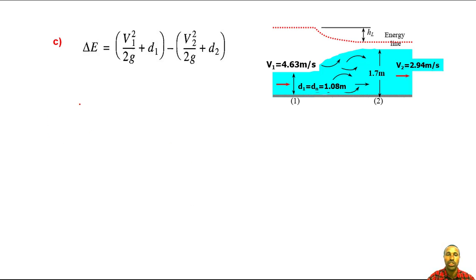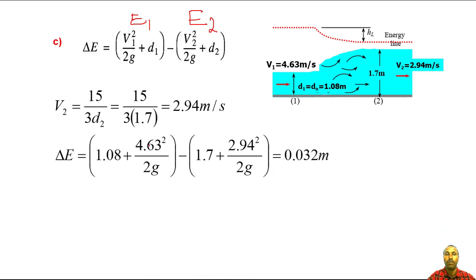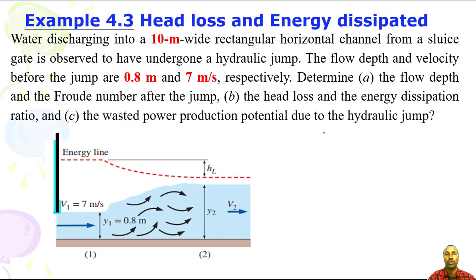And for the change in energy, you have E1 minus E2. This expression is the specific energy in section 1, and this is the specific energy in section 2. So this is the change in energy, E1 minus E2. You have to compute the velocity in the second section. So Q is constant, divided by 3 D2. Then this is the velocity in section 2. Then the change in energy means E1 minus E2. Then this is the change in energy.